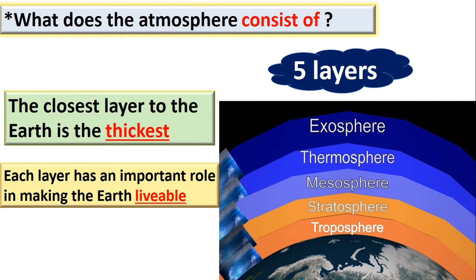Again, how many layers? 1, 2, 3, 4, 5. 5 layers. And the closest layer, or the thickest layer, contains the most gases. And each of the 5 layers has an important role or function in making the earth livable. What's the meaning of livable? Livable means making the earth a suitable place to live on.